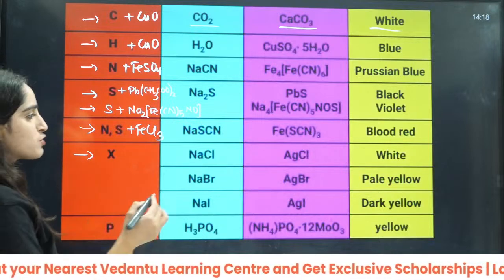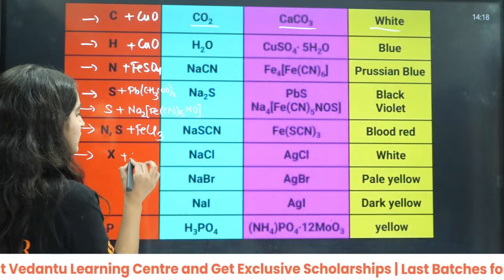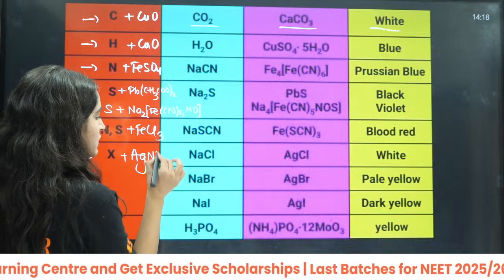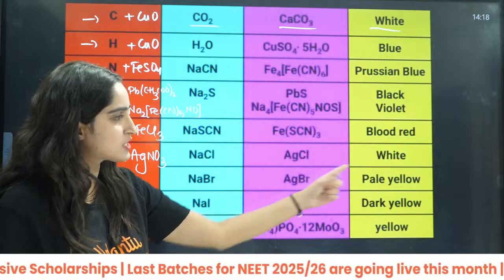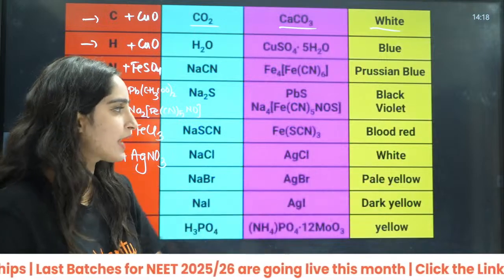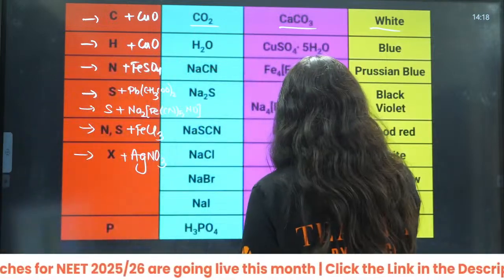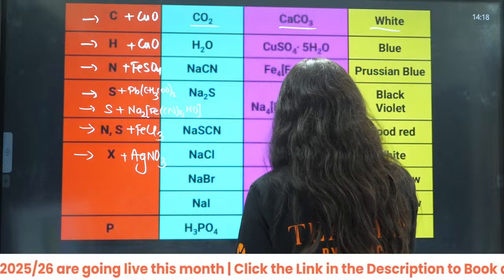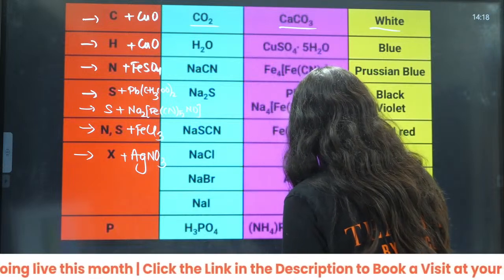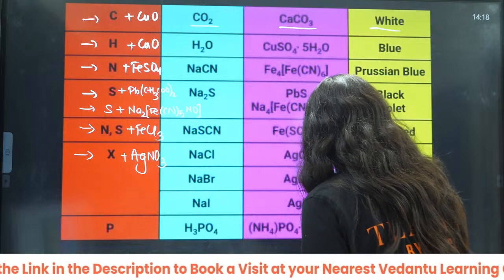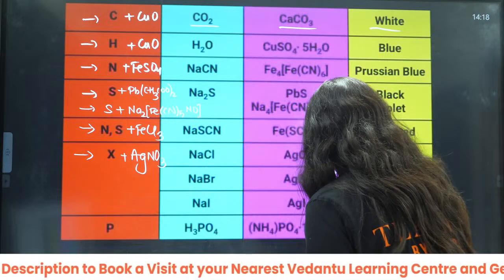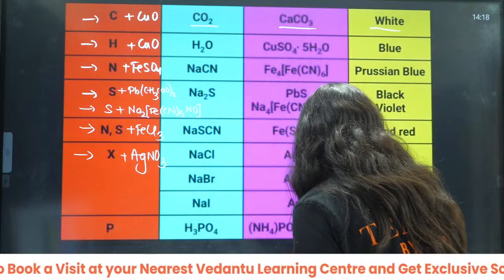Now, if you have a halogen, you will react this with acidified AgNO3. If AgCl is formed, that is white color. If AgBr, pale yellow. If AgI, that is dark yellow. This is soluble in ammonium hydroxide. This is partially or sparingly soluble. This is insoluble.